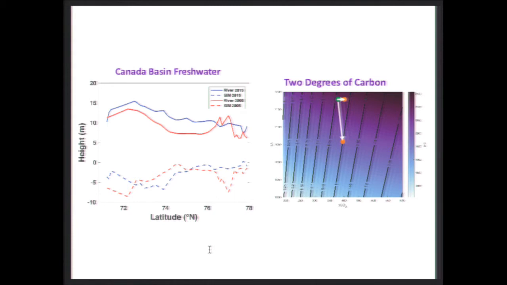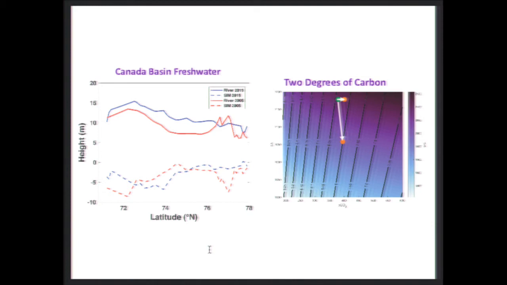So on the left, you have the Canada basin. In blue is 2015, and red is 2005. And there was a large increase in river input over these 10 years. What that means is that rivers have about half the alkalinity of seawater. And so when these mix, you lower the alkalinity and you lower the buffering capacity of the water.